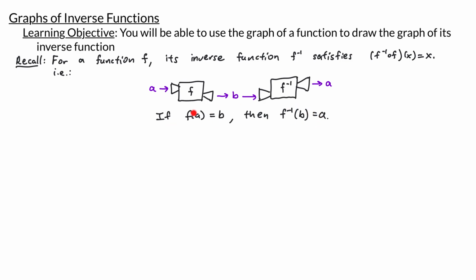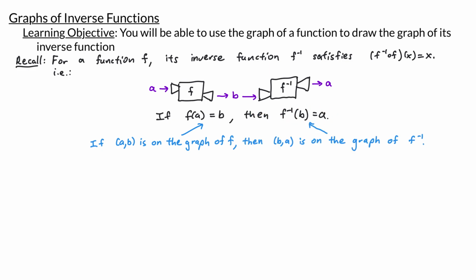This statement can tell us something about the graph of our function and our inverse function. If f of a equals b, that would mean that if I have the point (a, b) on the graph of the function f, then f inverse of b equals a would mean that I have the point (b, a) on the graph of f inverse.